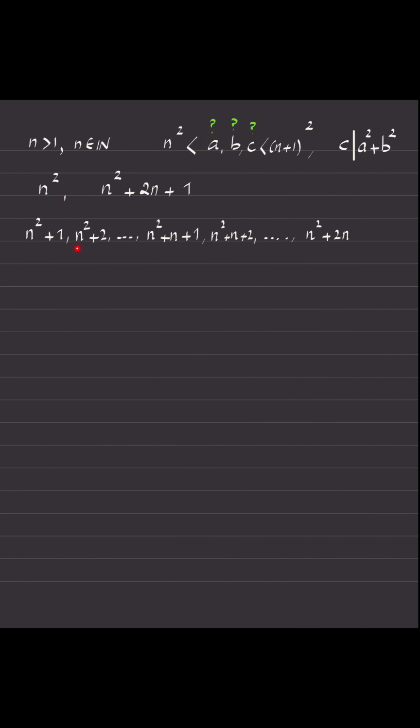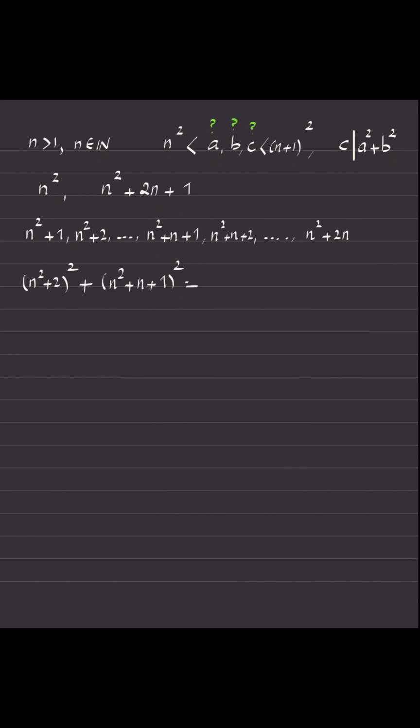Okay, I will pick this one and give the role of a to this, and give the role of b to this, and I want to pick this one and give the role of c to this, and I'm claiming that always a squared plus b squared is divisible by c itself. So let us do that. So (n squared plus 2) squared plus (n squared plus n plus 1) squared.